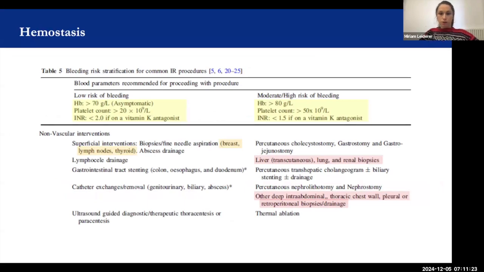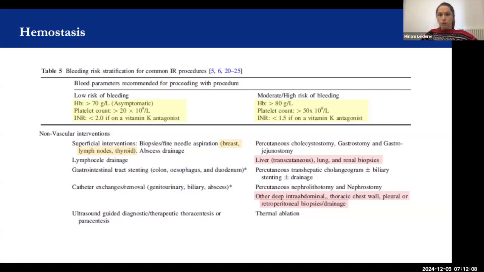This is an example from the CSA guidelines. Most of the guidelines are quite similar. They usually divide procedures into low risk or moderate to high risk procedures. Most biopsies fall into the moderate to high risk category. Renal biopsies are considered high risk. Lung, liver, deep intra-abdominal, thoracic, and retroperitoneal biopsies are considered moderate risk. Low risk are superficial interventions like breast, lymph nodes, and thyroid.